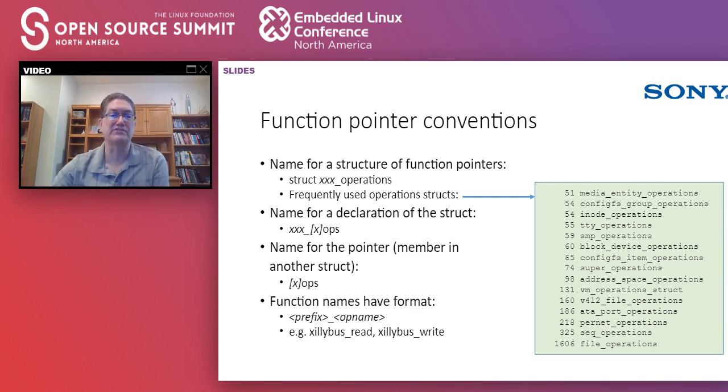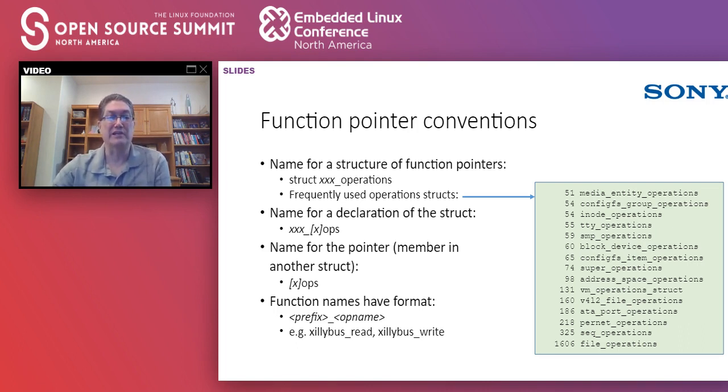Here are just some conventions for function pointer names. If you're going to define a new structure that has a bunch of function pointers, you should call it something_operations. And here's a bunch of ones that are already in there: smp_operations, tty_operations, seq_operations for sequential file operations, and of course the big granddaddy, file_operations. This is the frequency of use: 1600 times file_operations is used in the kernel.